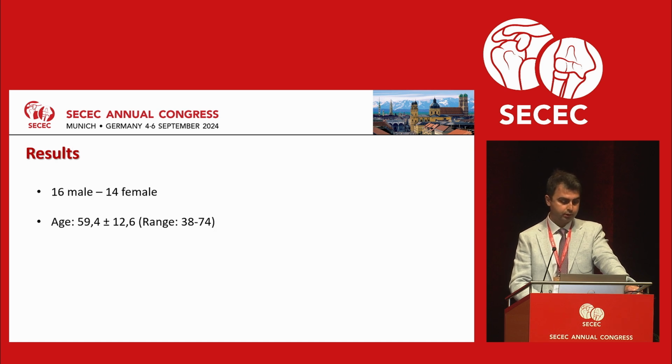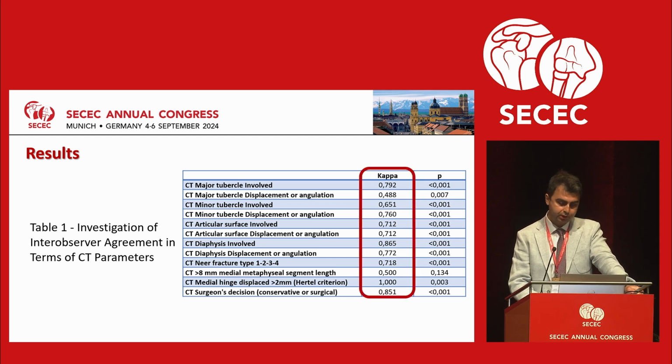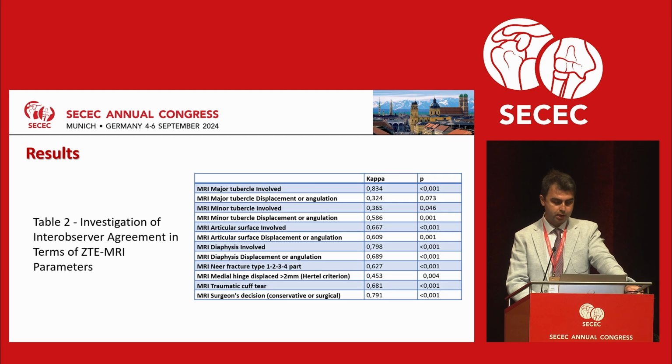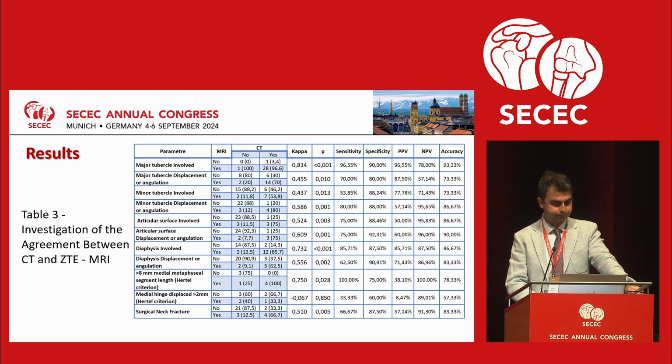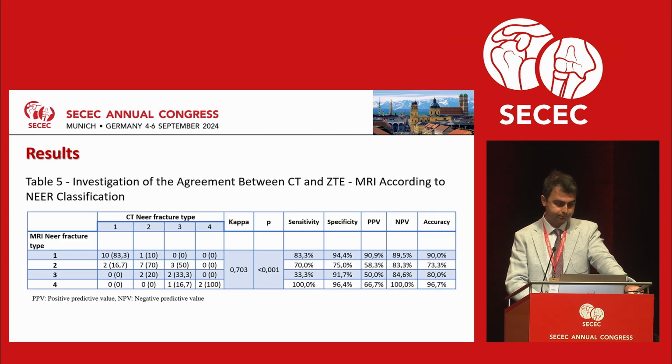of inter-observer reliability. We had 16 male patients and 14 female patients, and our mean age was 59.4. So we found moderate to good agreement in most of the CT parameters between the 2 observers, and we found moderate to good agreement in most of the zero-TE parameters between the 2 observers. And if we compare CT and zero-TE MRI, despite the Hertel criteria, we found moderate to good agreement in fracture detection, fracture fragment detection, and displacement.